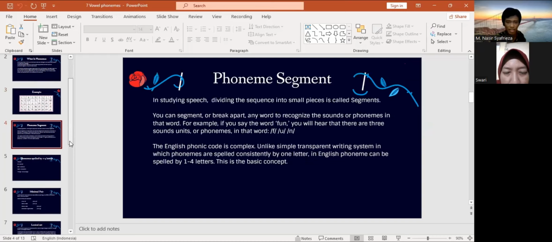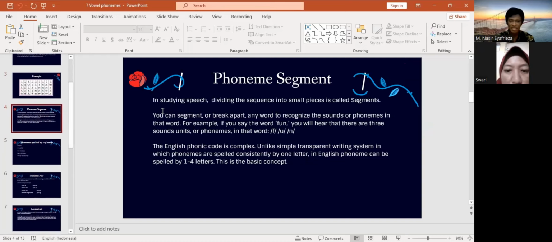Phoneme segmentation. In studying speech, dividing the sequence into small pieces is called segmenting, or breaking apart any word to recognize the sounds of the phonemes in that word. For example, if you say the word fun, you will hear that there are three sound units, or phonemes, in that word: F, U, and N, fun.